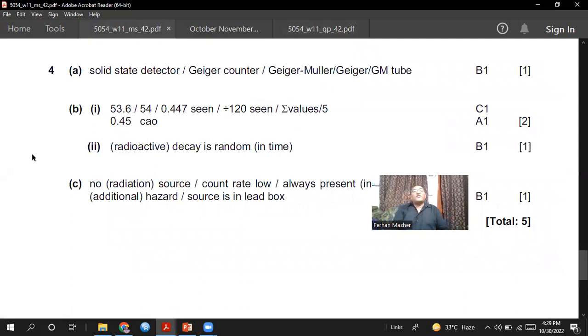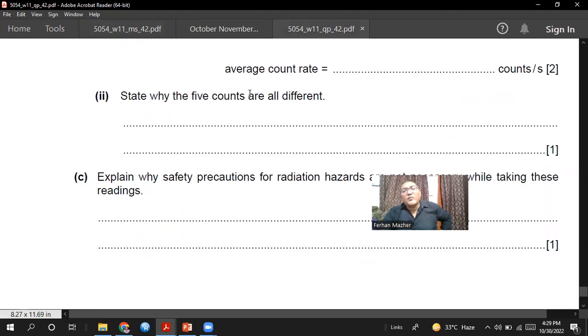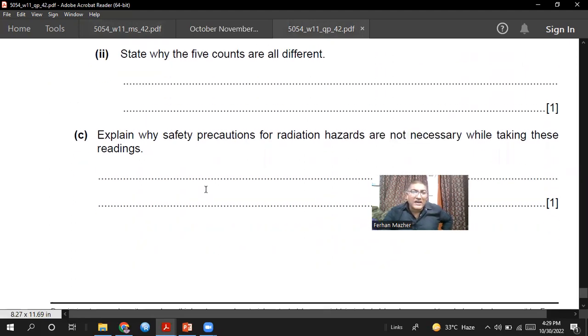So question number 4B, second part, the answer is also showing up on your screen. Radioactive decay is random in time. Random means you cannot predict when a nucleus will break, when the radioactive decay will happen. Plus, you cannot tell which atom will decay.